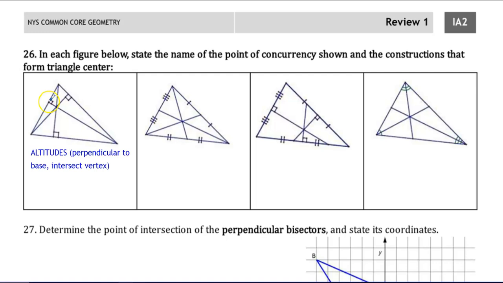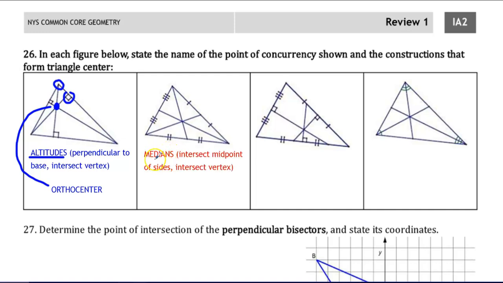Well, in this case, these lines are all altitudes. I know they're altitudes because I have a right angle here. They're all perpendicular to the base, and they intersect the vertex, right? Those are the 2 requirements for altitudes. So all of these lines are altitudes. There's a name for the point at which all 3 altitudes intersect, and that point is here, and it's called the orthocenter.